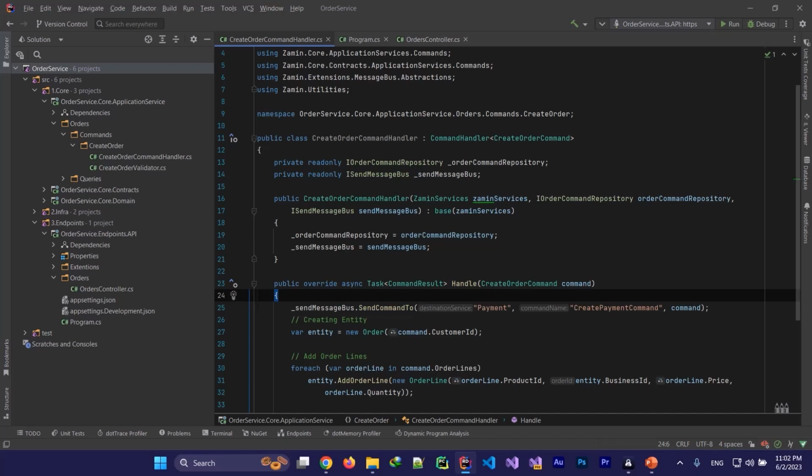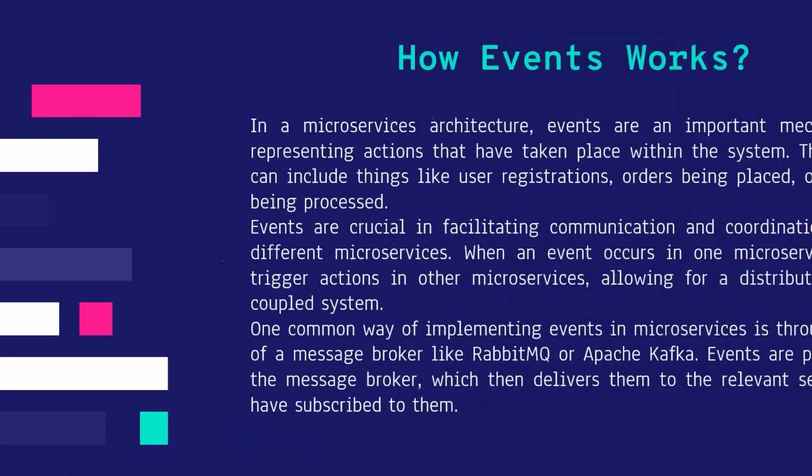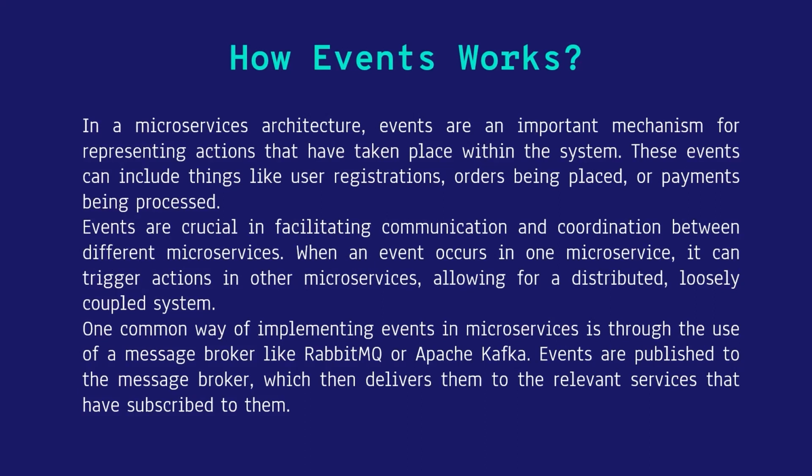Okay, this is basically how we can communicate with message bus on Xamarin framework. Let's continue with events. What is events? In microservice architecture, events are an important mechanism for representing an action that has taken place within a system. Events can include things like user registrations, orders being placed, or payments being processed. Events are crucial in facilitating communication between two different microservices.